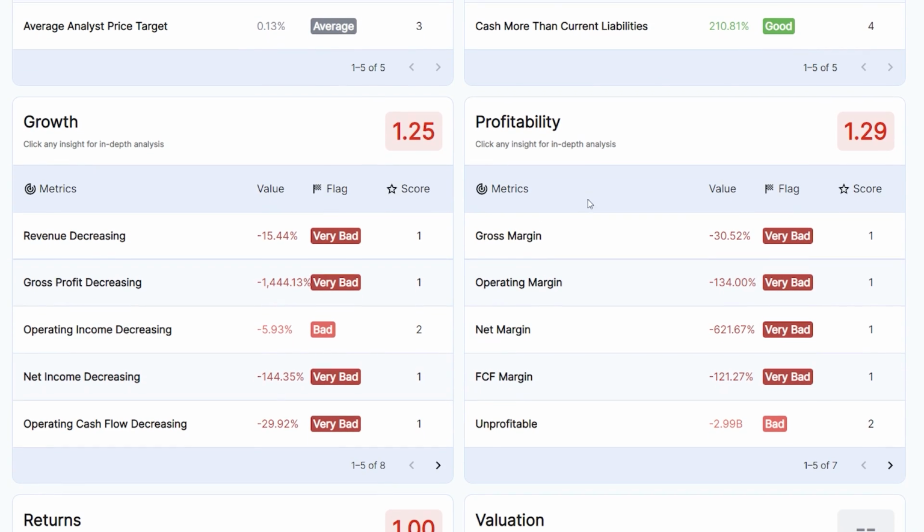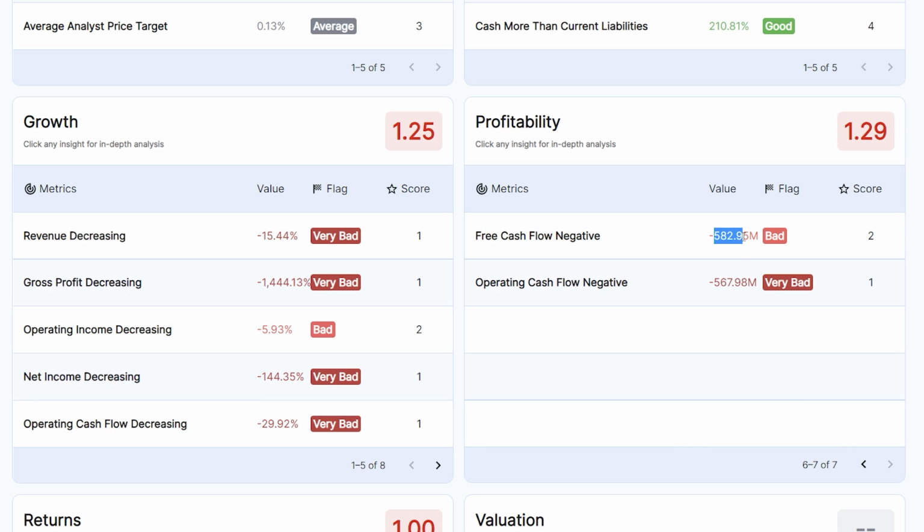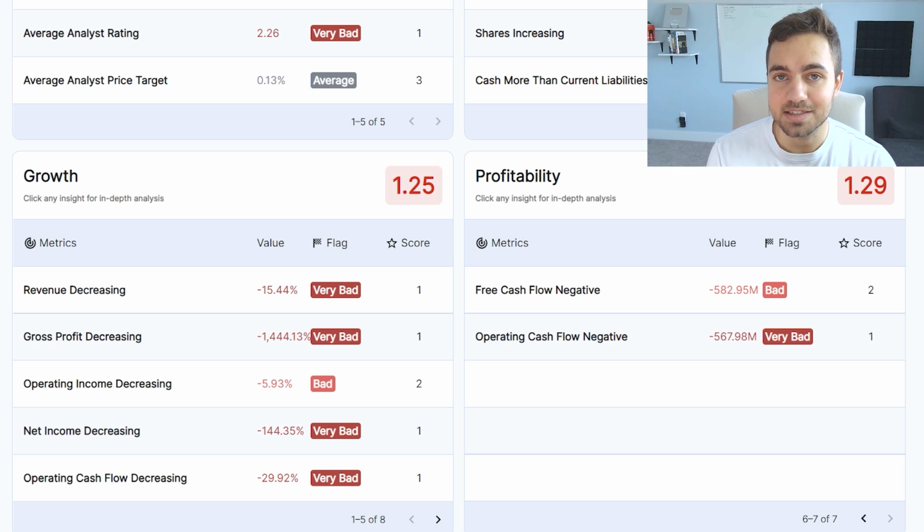And we can see right here that this company's profitability is negative. It literally has a negative gross margin. It has a negative 120% free cash flow margin, and it's lost over $500 million in the past year. But here's the thing, the price to sales ratio only shows you the company's revenue. It does not tell you anything about the company's profits or anything about the company's margins.